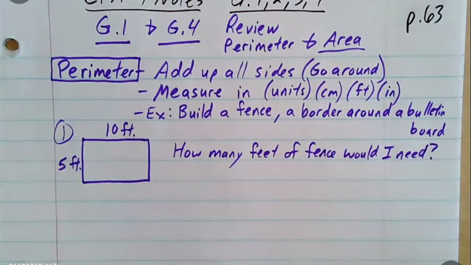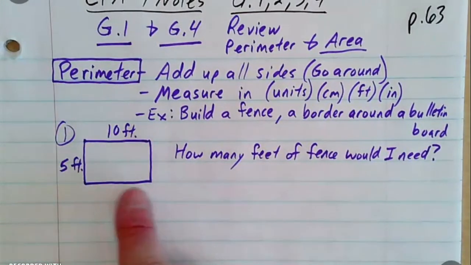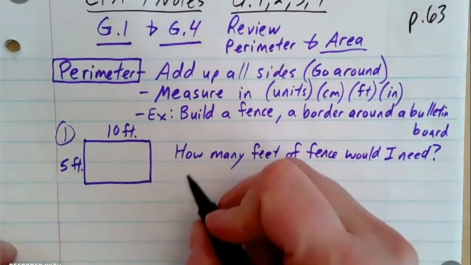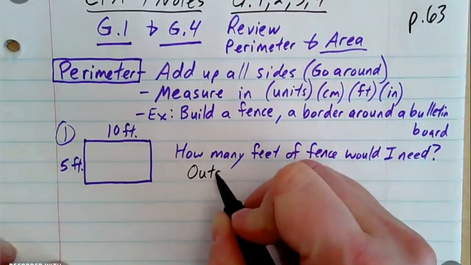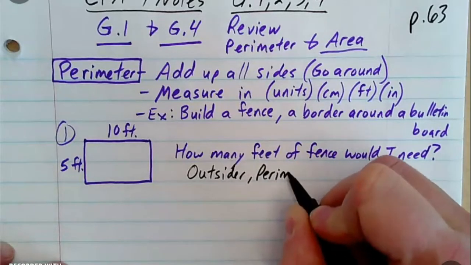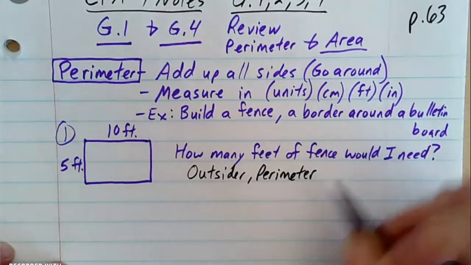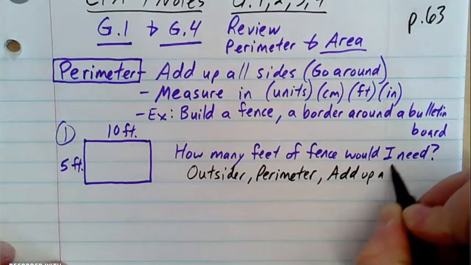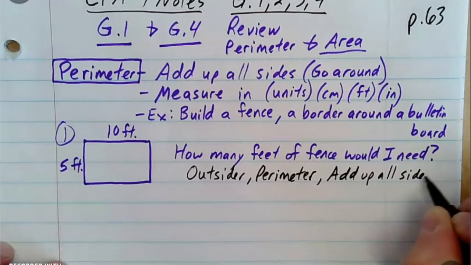So you got to figure out fence, what I need, and so like we're adding all the sides together. It's the outside, it's the perimeter. So a couple things here. We've got the outside. You think perimeter. I never asked for perimeter in this problem, but you should be thinking perimeter, which means add up all sides.